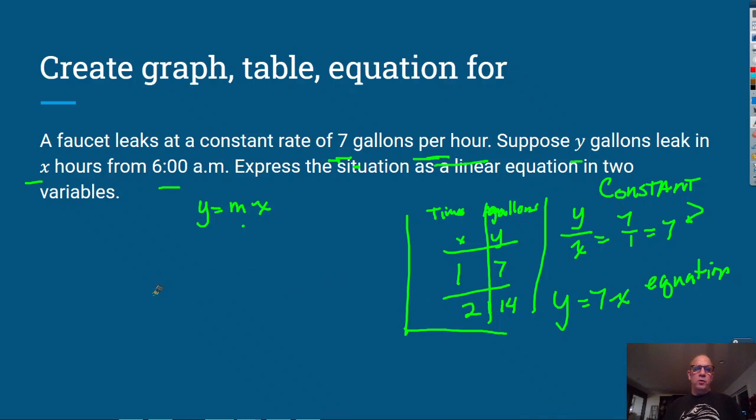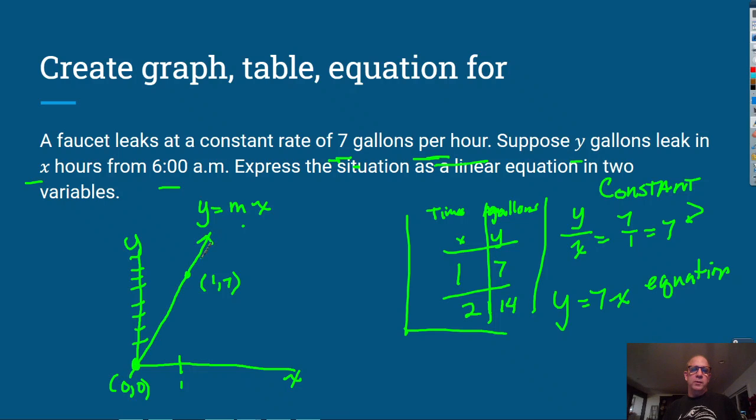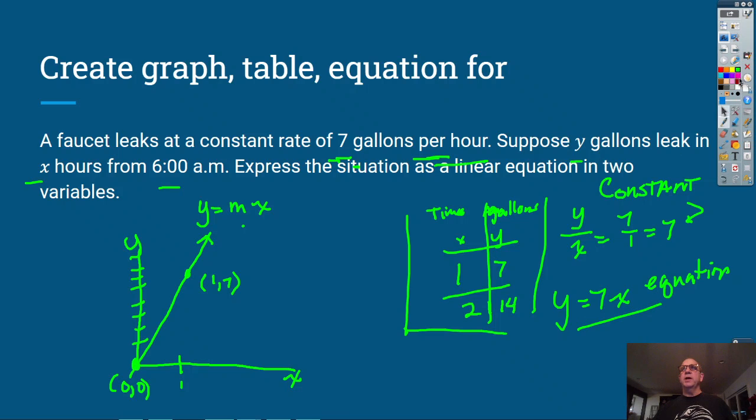We're missing our graph. So our graph would be, if we have the x-axis and the y-axis, at 0 hours, there would be no leak. But after 1 hour, there would be 7 gallons of water. So we can draw a line between that and that with a constant rate of 7. So what does this mean? The graph means here that after 1 hour, 7 gallons of water would leak. After 2 hours, 14 gallons of water would leak. After 3 hours, 21 gallons of water would leak, because it's leaking at a constant rate of 7 gallons per hour. And we even have this wonderful equation, y equals 7x.